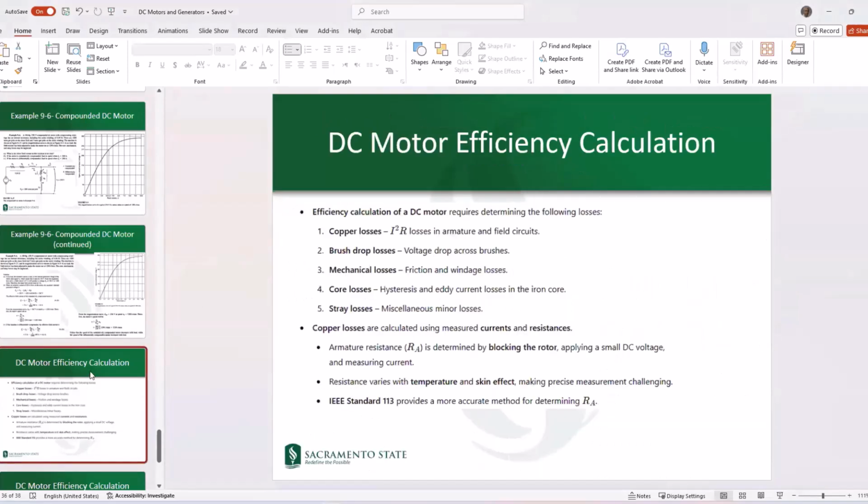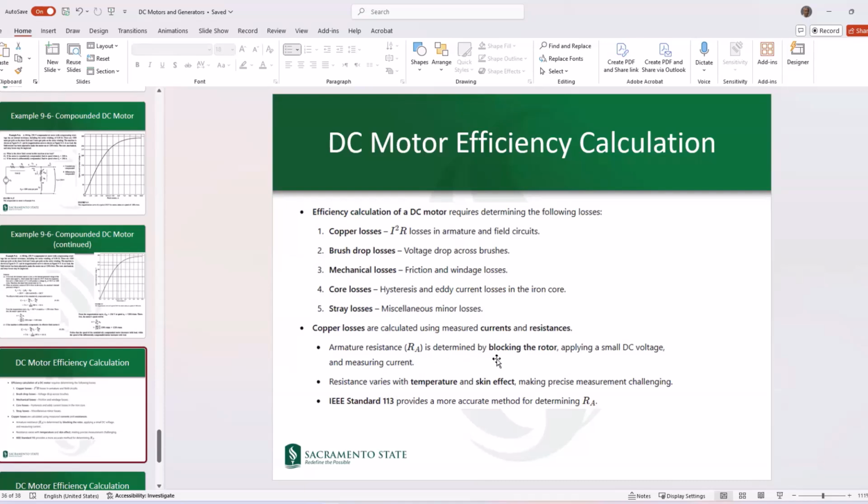Now let's go to DC motor efficiency calculations. In DC motors in general, we have the following losses: the copper losses, which could be associated with both armature and field circuits; the brush drop losses, associated with the voltage drop across the brushes; mechanical losses, associated with friction and windage; core losses, associated with the hysteresis and eddy current losses in the iron core; and stray losses, which are miscellaneous minor losses.